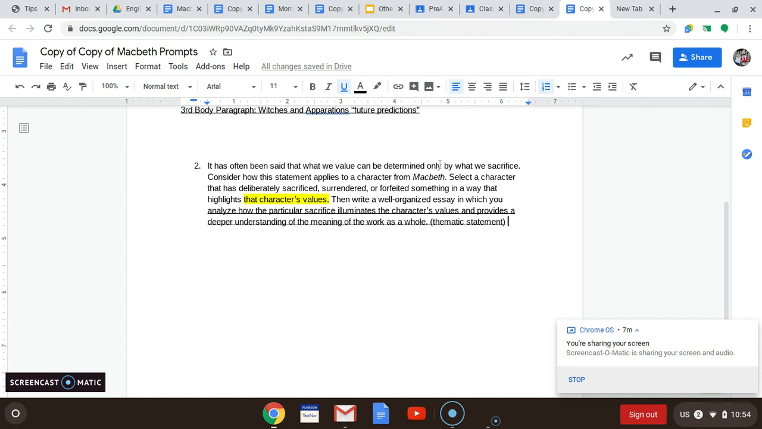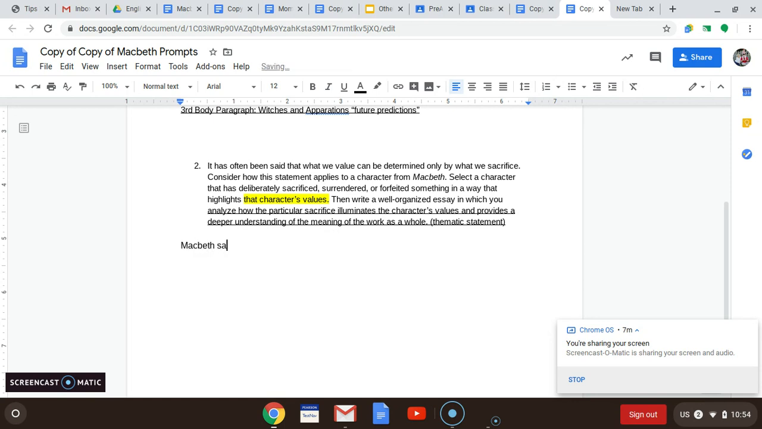Okay, so now I have to select a character. It doesn't have to be Macbeth. It could be Lady Macbeth. It could be somebody else, but who has deliberately sacrificed. So think of all the things that people have sacrificed in this play.